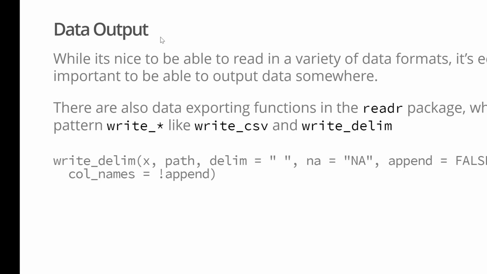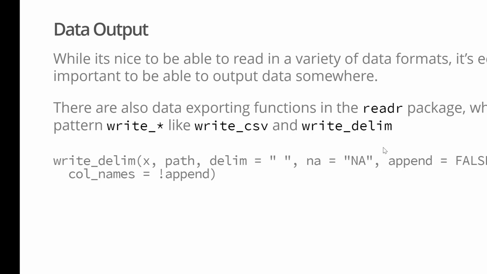There are some data exporting functions in the readr package, which have the pattern write underscore something, like write underscore CSV or write underscore delim. For write underscore delim, you have to give it the R object in your session, which is X, a path, which is just where you want to save the file to. It could be an absolute path or relative path, and then what the delimiter should be. And then if there are missing values, what do you want them to be called in the corresponding text file? If there's already a file there, do you want to append to it?